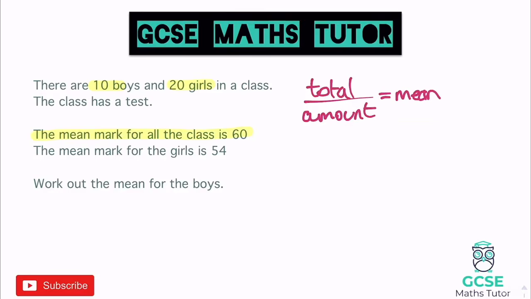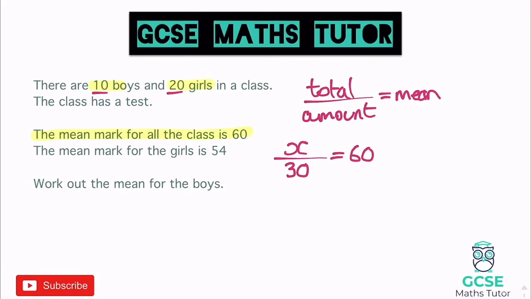Well, if we were going to work out the mean for the whole class, we'd get their total. Let's call that X. We divide it by the amount, and in this case the whole class, well, there's 10 boys and 20 girls, so we would divide it by 30, and it would give us this mean here, which it says is 60. So in other words, we're looking for a number that divides by 30 that gives us the answer 60, and we can just do that in reverse. We can just do 60 times 30.